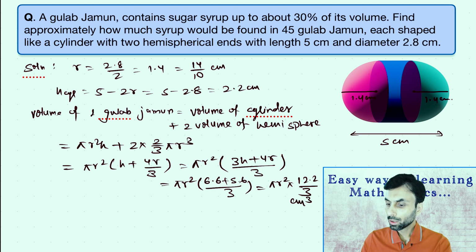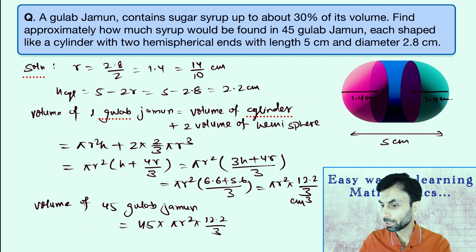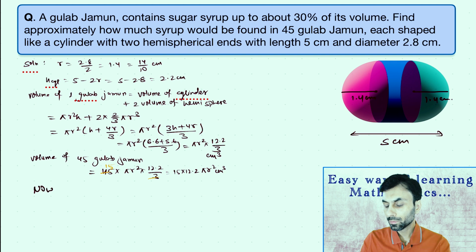Now we'll find volume of 45 gulab jamun, which will be equal to 45 into pi r square into 12.2 upon 3. Here we'll cancel this 45, 15 times. The value will be 15 into 12.2 pi r square centimeter cube. Now we'll try to find out what is the volume of sugar syrup.